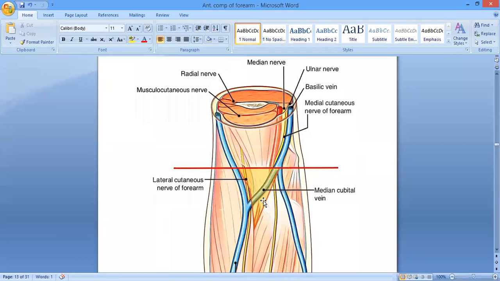So it is the most favored site because it's prominent, and sometimes it can be seen. You see these superficial veins of your arm and forearm are visible when you tie the arm, so you can just move your wrist and see the veins becoming engorged with blood, right? So it is very easy to deal with these veins. Is it clear, Chief? Okay, so we'll talk about the basilic vein now.